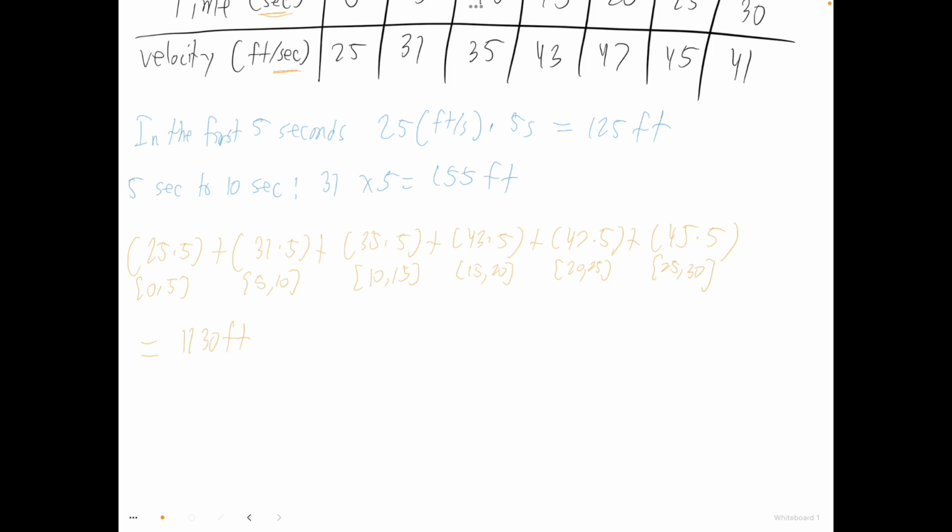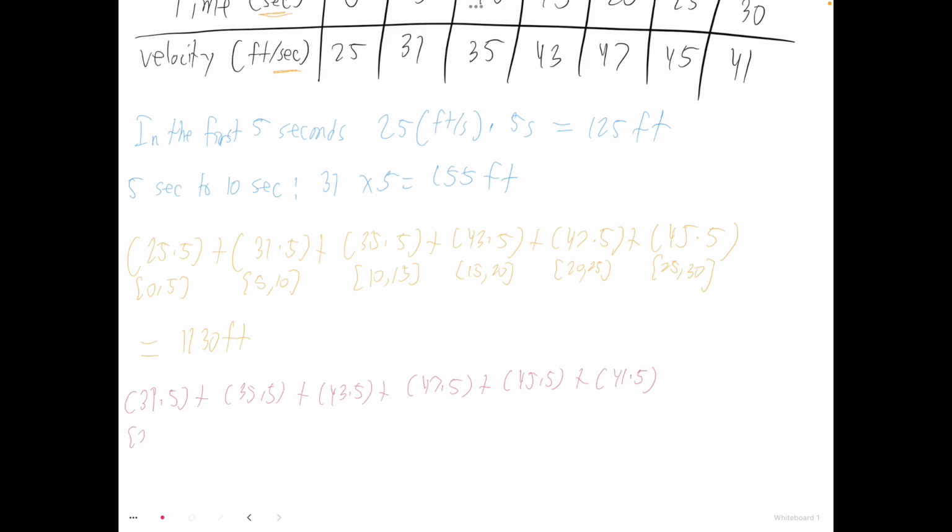And so if we use the end velocity, we'd have 31 times 5 plus 35 times 5 plus 43 times 5 plus 47 times 5 plus 45 times 5 plus 41 times 5. And so again, we're just assuming that instead of going the 25 for the first 5 seconds, we're actually going 31. We immediately jumped to the 31 and went that for the first 5 seconds. Immediately jumped to the 35, went for that for the next 5 seconds, and so on.